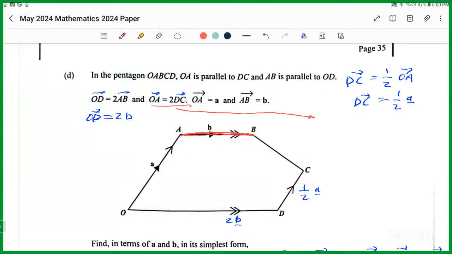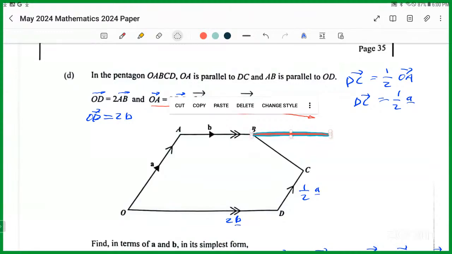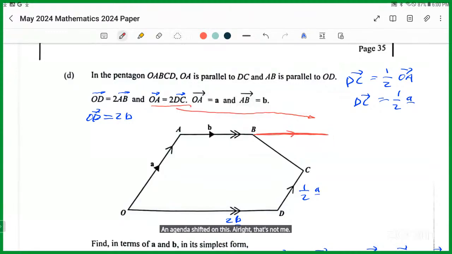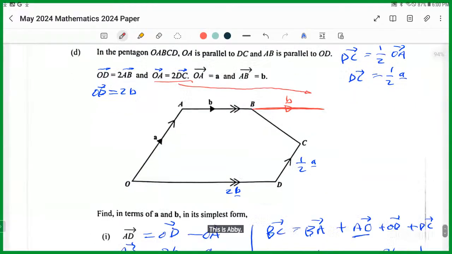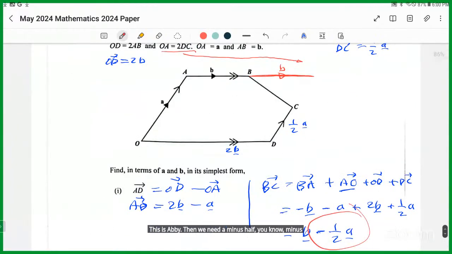So I can shift this over and show you. That's a B. So that's 1B. Alright, so that's a B. I'm trying to shift it down, guys. Alright, that's a B. This is a B. Then we need a minus half A now. Minus half A.